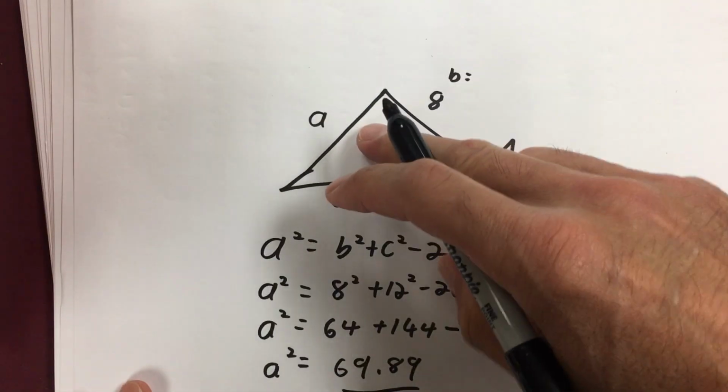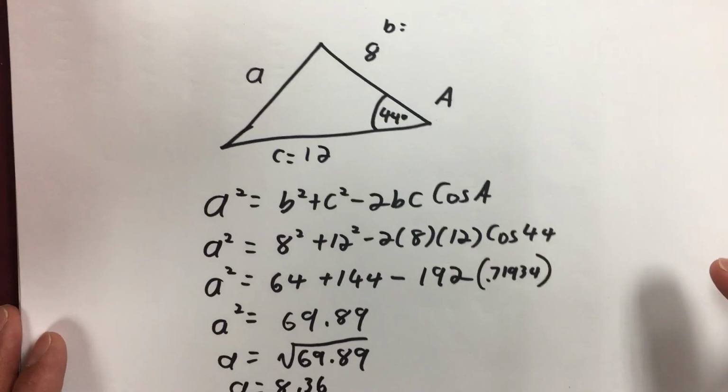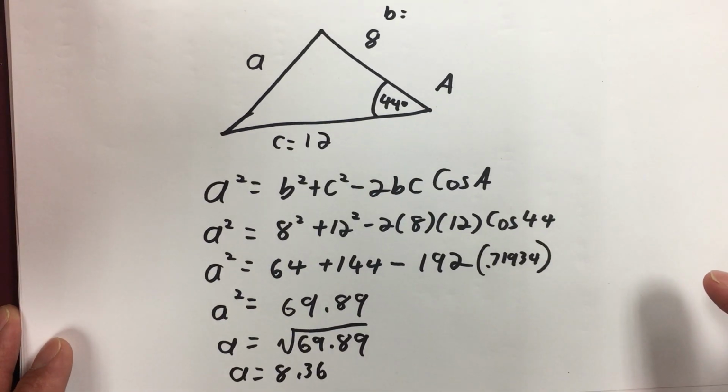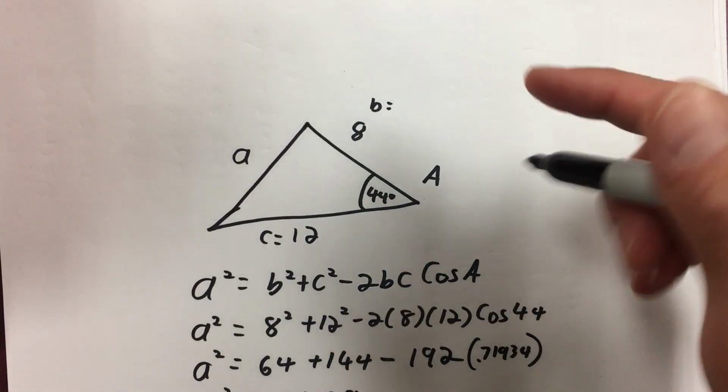Now I'm going to have a look at my triangle to make sure that looks reasonable. Is it reasonable that this side length is 8.36? Absolutely.